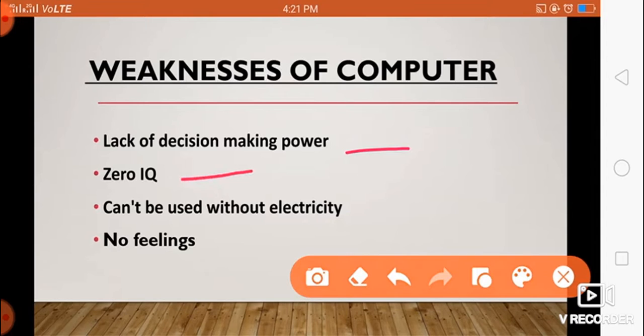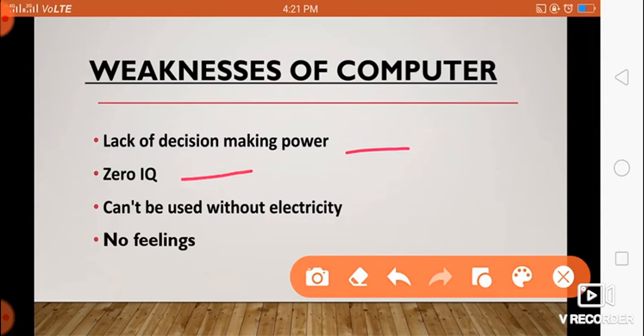Own, I'm saying, because nowadays intelligence is developed in the computer through programs. That is called artificial intelligence. But originally the computer doesn't have its own intelligence, and it cannot make its own decision according to any given condition. And it has zero IQ, as it doesn't have a brain. So obviously it has no IQ.